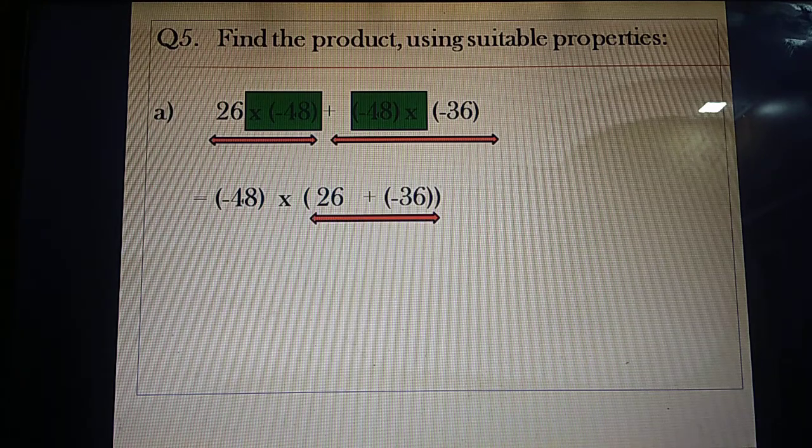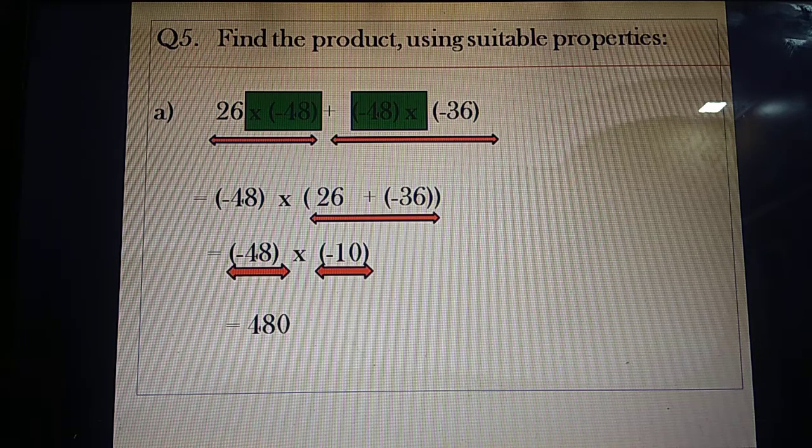Now you are supposed to solve this bracket part. Both the integers are of different signs. There is a plus sign between them, so you will subtract them. Finally you will get minus 10. Now when you solve these two, both the integers are of the same sign, so the final answer will be positive. Now when you multiply, you will get the answer as 480.